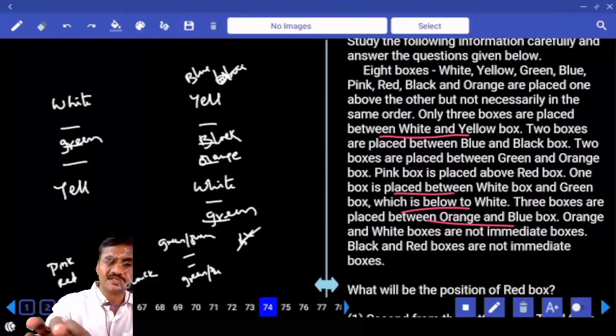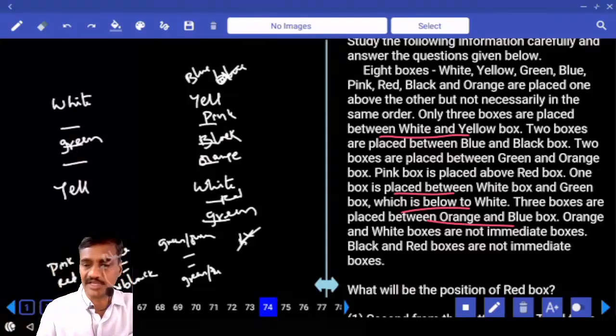Pink is above this red. And this is pink. And this is red. And so 1, 2, 3, 4, 5, 6, 7, 8. All these 8 were done. Orange and white boxes are not immediate.